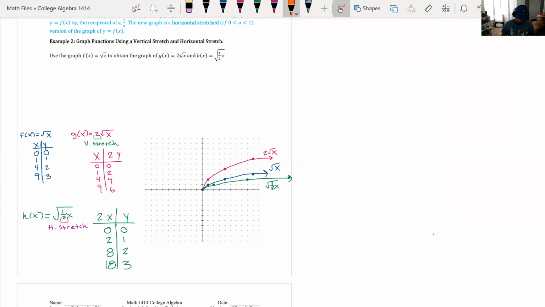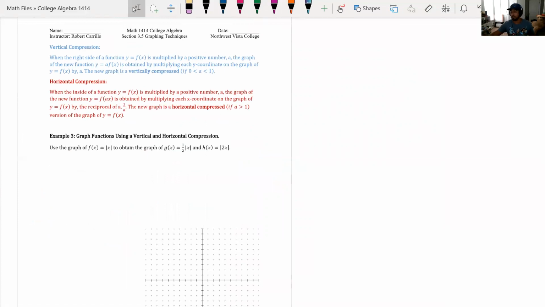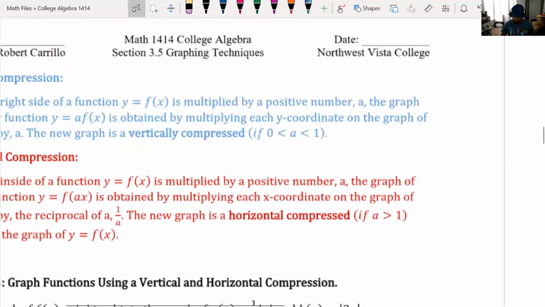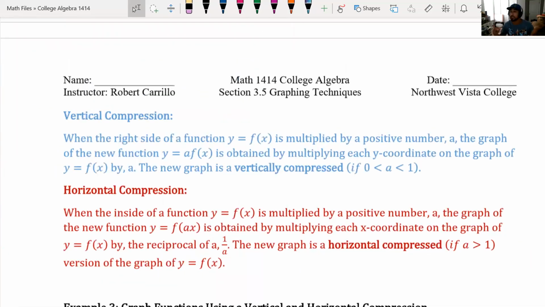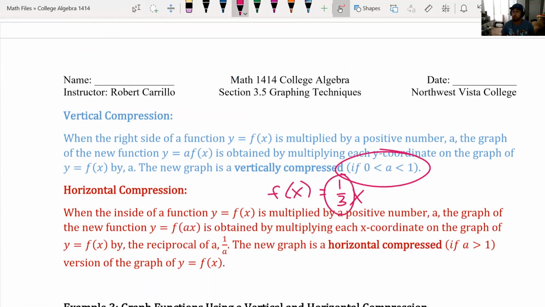All right. So next is compressions. So a vertical compression says that if the number multiplied to the outside of a function, given a times f of x, is between 0 and 1, then it will be a vertical compression. Pretty straightforward. So if f of x equaled 1/3 x, you would take 1/3 and multiply all your y values by 1/3. Once again, vertical compressions are straightforward.